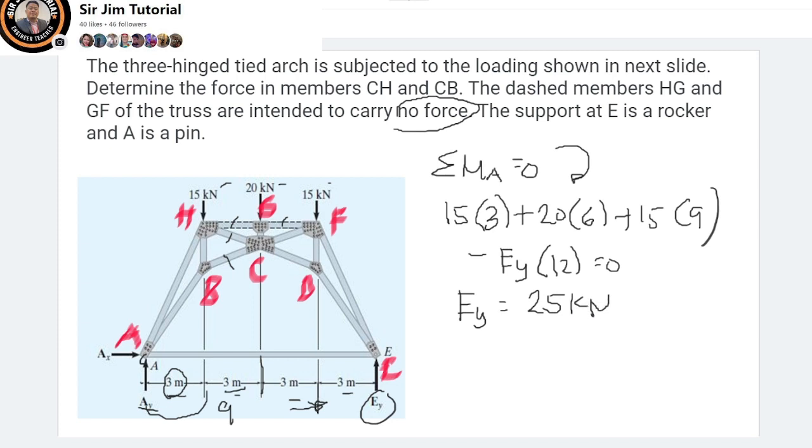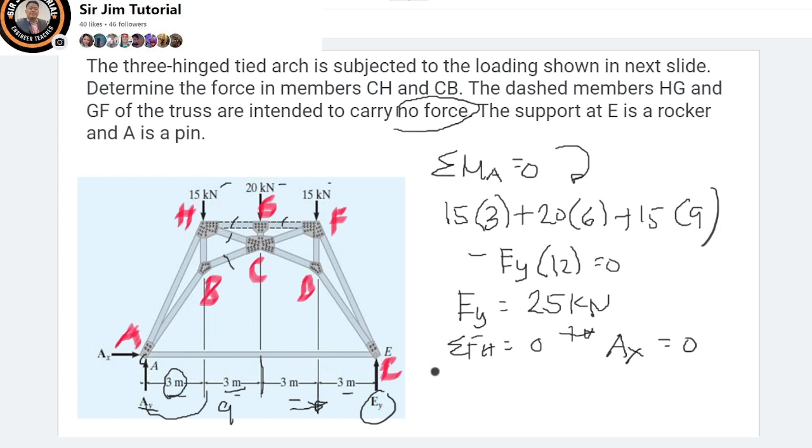Now if you are going to sum up forces horizontal, we know that AX should be equal to 0. Going here is positive. AX is equal to 0 because aside from AX, there's no other horizontal force.